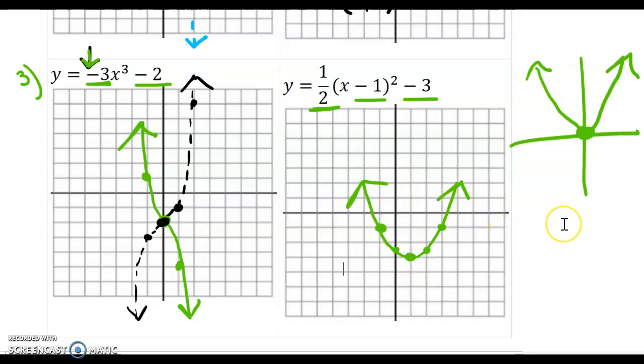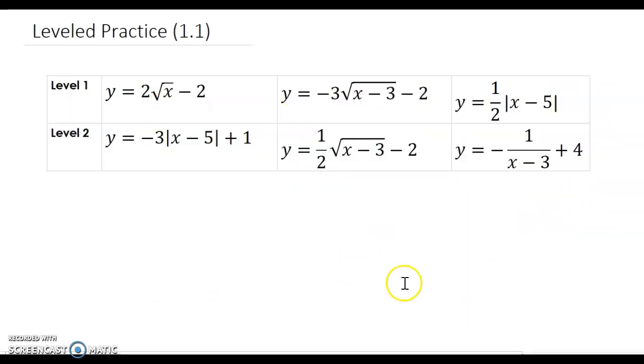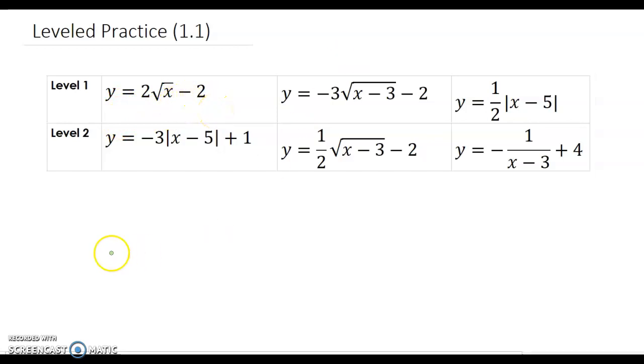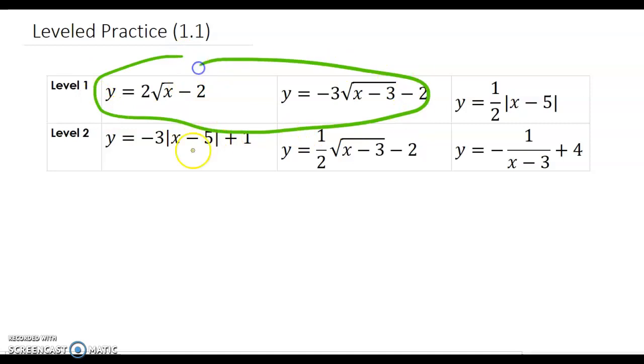What I want you to focus on for homework is this leveled practice tab. I want you to do your best to attempt at least 3 problems, at least 1 from each level. So you do 2 problems from level 1 and 1 from level 2, or the other way around, 2 problems from level 2 and 1 problem from level 1. Highly encourage you to do all 6 to get more practice. It'll be very, very helpful for you.